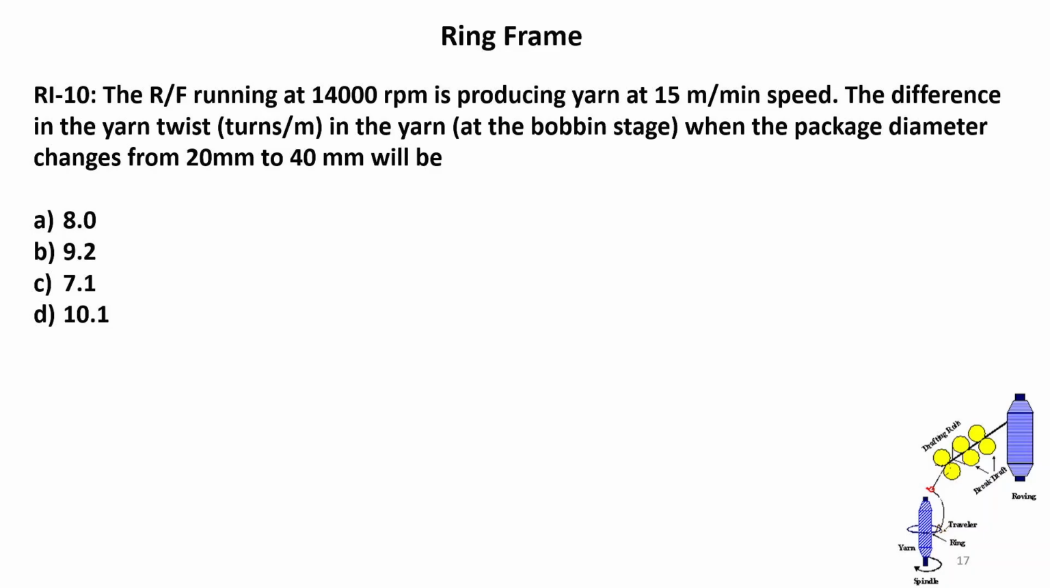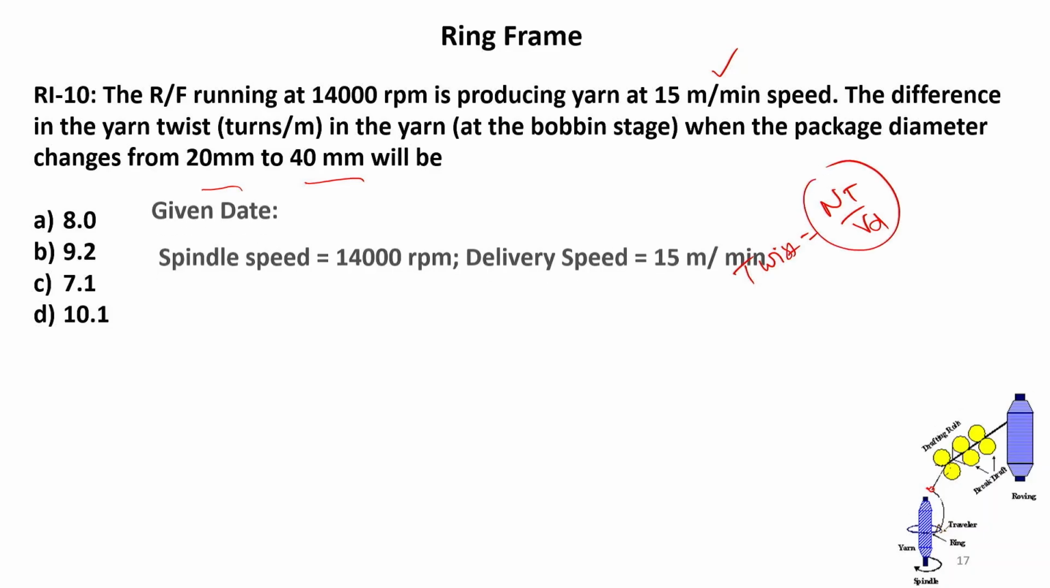Now, the next one is that on a ring frame, the ring frame is running at 14,000 RPM, producing a yarn at 15 meter per minute delivery speed. Find the difference in yarn twist, that is turns per meter in the yarn at bobbin stage, when the package diameter changes from 20 millimeter to 40 millimeter. So, at bobbin stage the twist will be NT by VD, that we should remember. Now, let us do it.